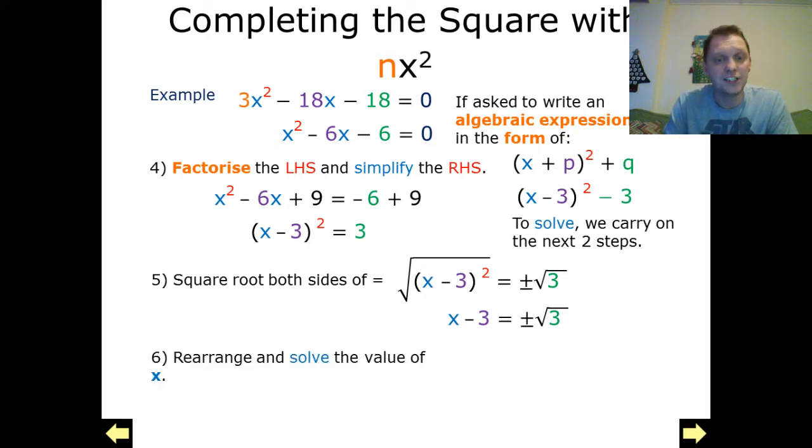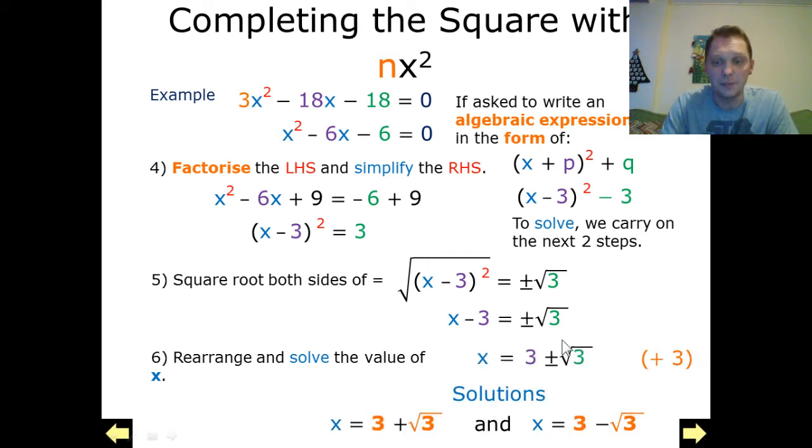Now we're going to rearrange it so we can solve for the value of x. So if we add 3 to both sides, we're left with x on itself on the left hand side, because x equals 3 plus or minus root 3. So our solutions for this are x equals 3 plus root 3 and x equals 3 subtract root 3. Those are our solutions for this using the completing the square method.